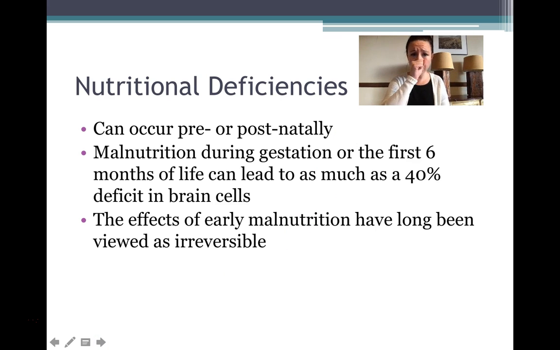Nutritional deficiencies can occur pre or postnatally. Malnutrition during gestation or the first 6 months of life can lead to as much as a 40% deficit in brain cells. And again, it's really been shown that the effects of early malnutrition in children have been viewed as irreversible, so there's no way to regain those cognitive abilities. While this leads to some biological causes of intellectual disability, due to lack of education or social support, extreme poverty, this also can occur as an environmental etiology or cause as well.